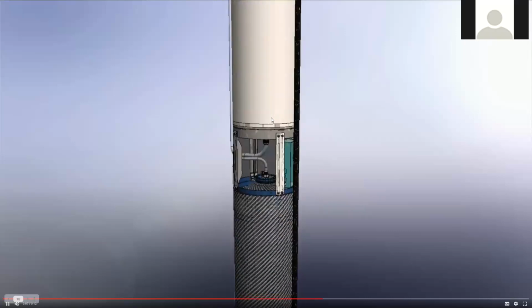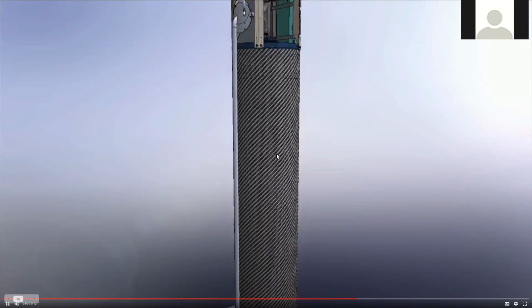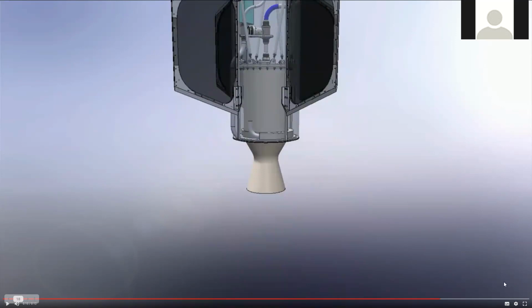So then we have our liquid oxygen tank, and then our composite carbon fiber tank. And then down here we have the good bits of the engine, our main oxidizer and fuel valve, and then our very large fins. And yeah, that's basically the rocket that we've come up with.